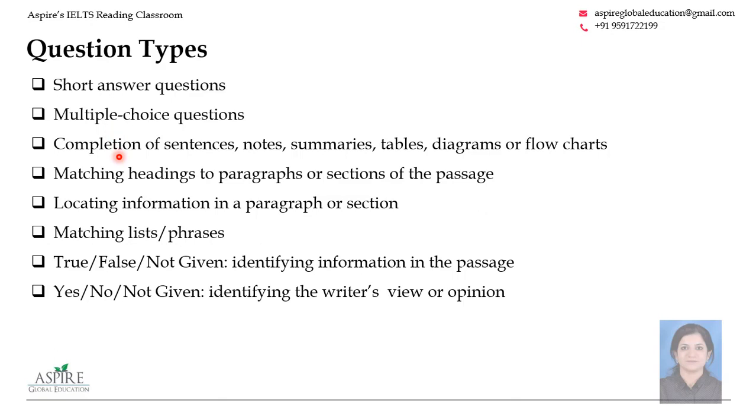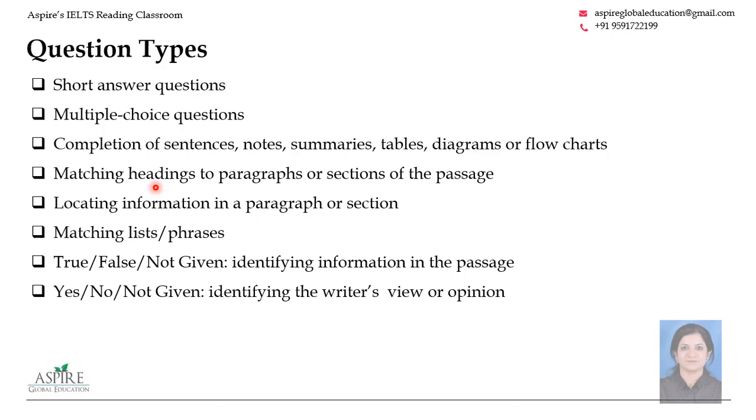The third is completion of sentences, notes, summaries, tables, diagrams or flowcharts. So in all these, you are going to fill a blank and complete the sentence. It could be in the form of a flowchart, but it has the same question format. The next question type is matching headings. So none of the paragraphs in your passages have headings. So based on the topic sentence of each paragraph, you would choose the heading for that particular paragraph.